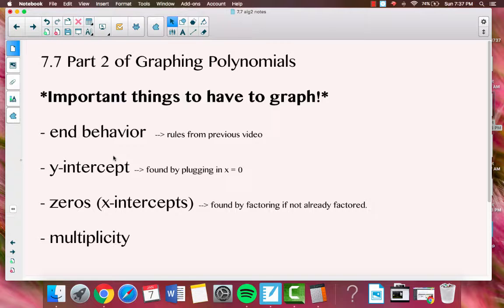The second is the y-intercept, which we should at this point know is just found by plugging in x equals 0. The third thing are the zeros or the x-intercepts of your graph, and those are going to be found by factoring the polynomial if it's not already factored. So I'm going to show you 3 different examples today where you are going to be able to factor them or they're already factored, and then I'm going to show you one example where they cannot be factored. So sometimes you're not going to be able to use the zeros, but if you can, obviously you want to use them because it's going to make it a lot quicker. And then the last thing is the multiplicity of those zeros, which we're about to talk about.